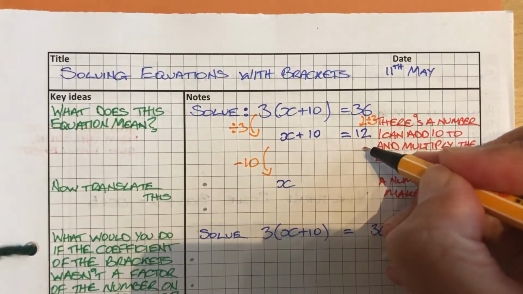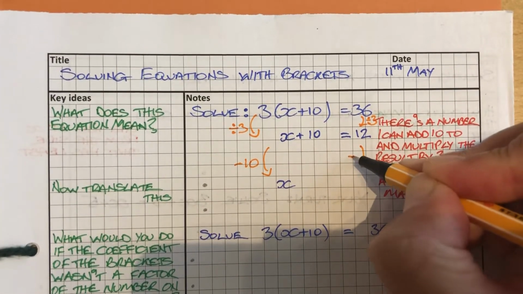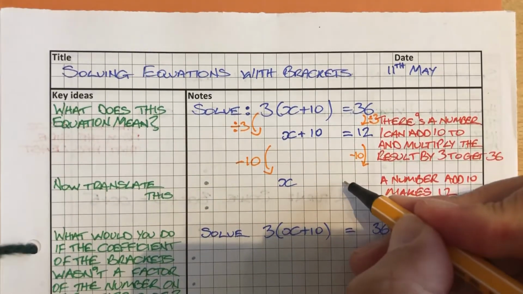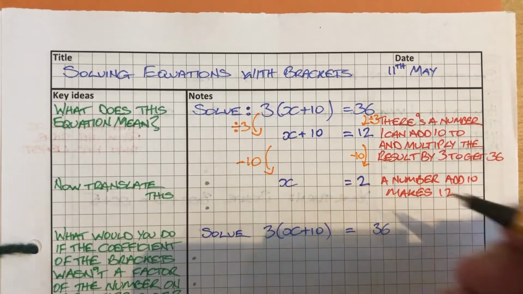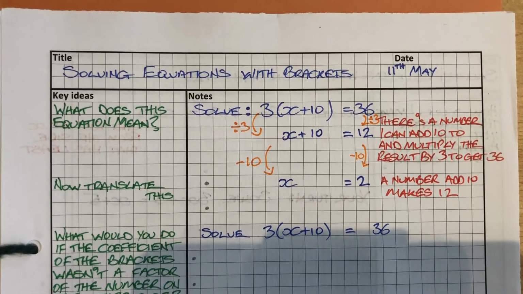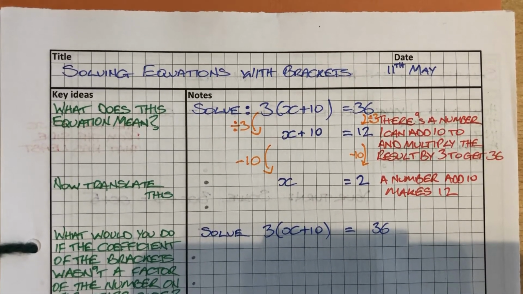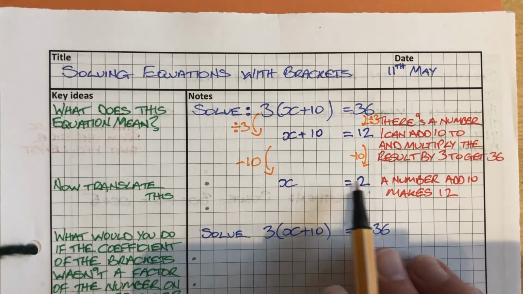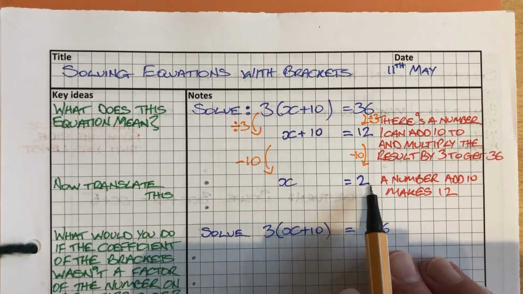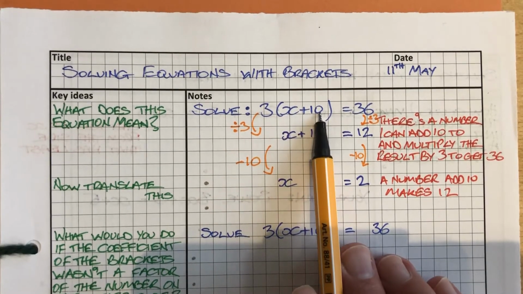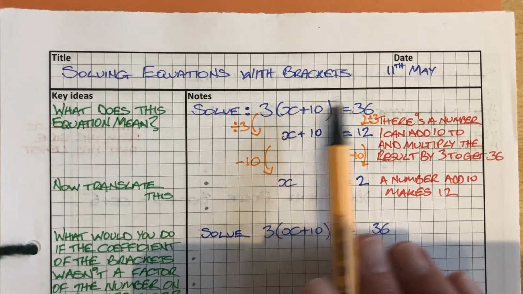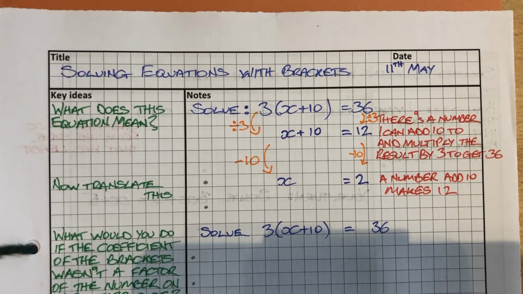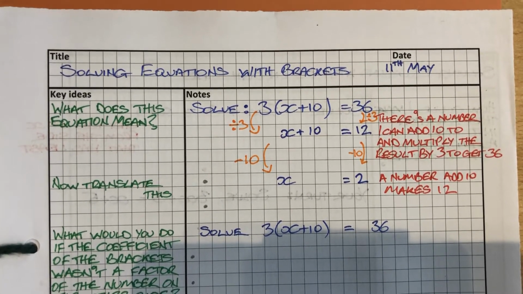If you do it on one side, you have to do it on the other side. So my number is 2. All right. My number is 2. Let's check that that's correct. So this is now 2 add 10, which is 12. 3 times 12 is 36. So again, I'm doing things in reverse order and I'm checking that they're right.